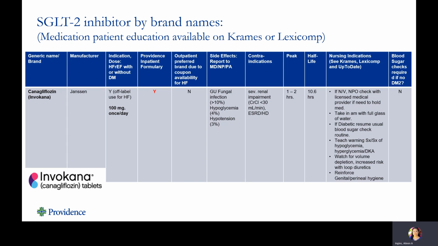So just to break down each brand and to know what to watch for, canagliflozin is Invokana. It's 100 milligrams once a day for heart failure. This is currently the drug of choice inpatient for Providence. So if a patient comes in with an SGLT2 inhibitor of a different brand, they will be switched to this brand while inpatient, and then when they're discharged, depending on the doctor's order, they can resume this same brand for home.